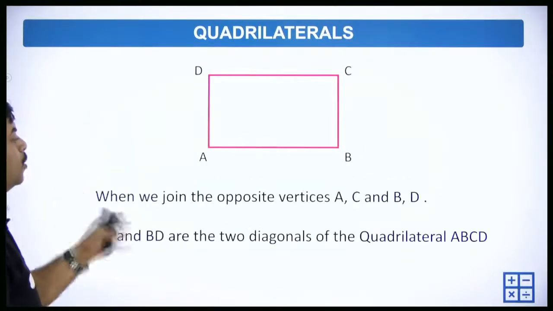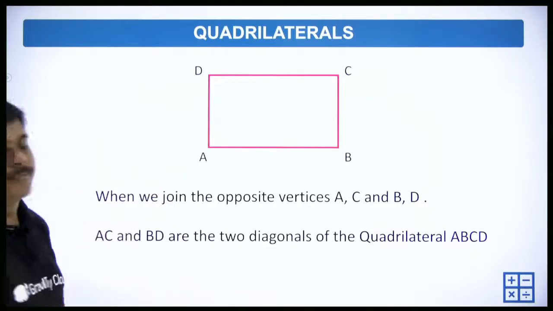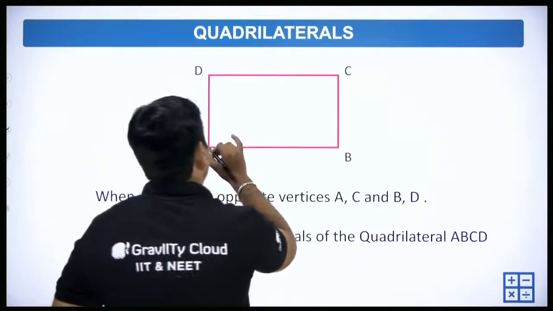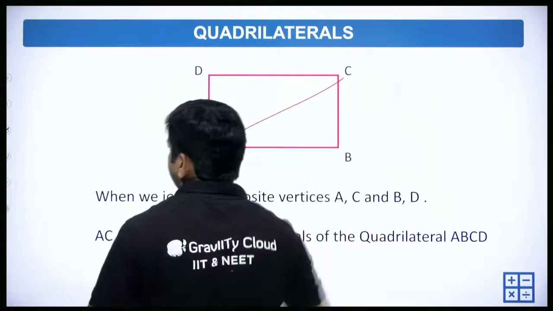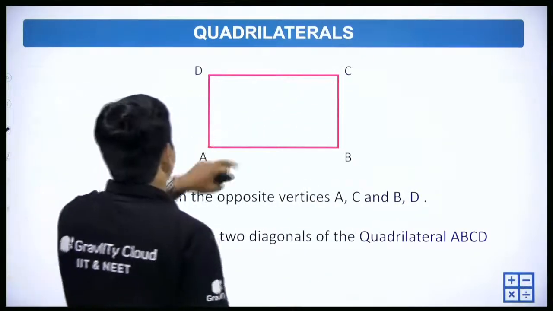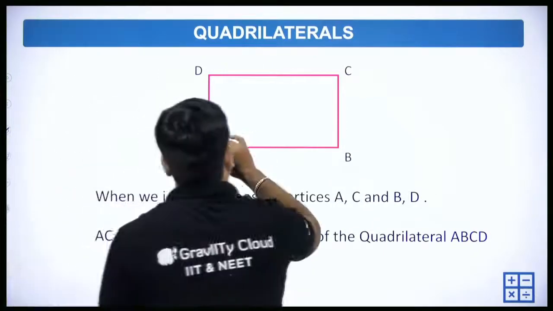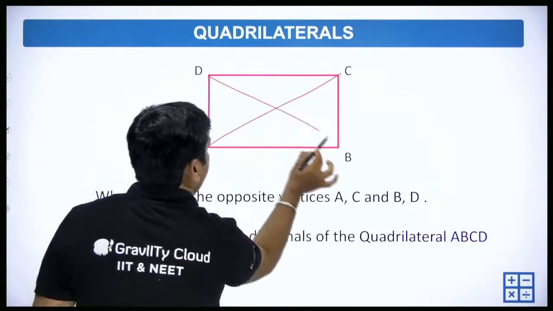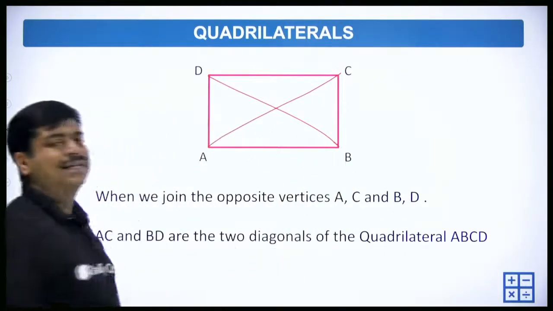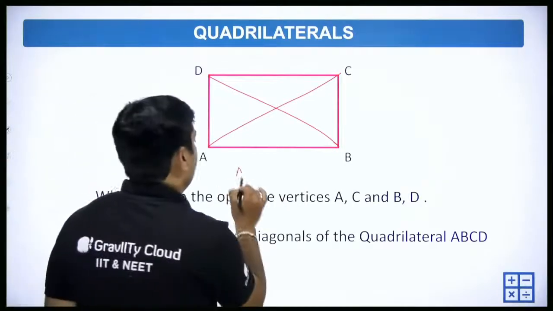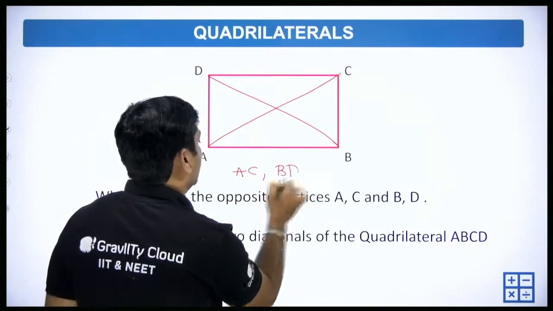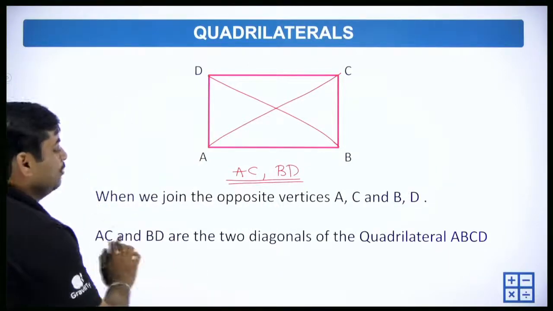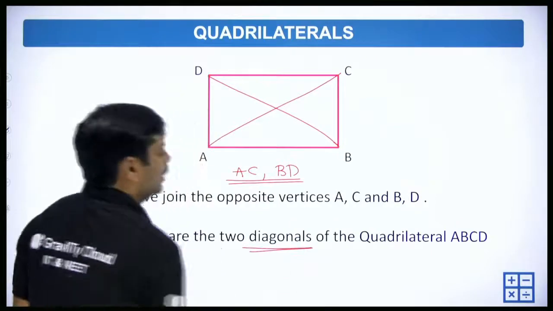Next, we join the opposite vertices, AC and BD. This is a quadrilateral. Now I want to join A and C, so we get one line segment here. Let me draw that once again properly. We are joining A and C, not A and B, as well as B and D. What are these called? The line segments AC and BD are called the diagonals of a quadrilateral. So AC and BD are the 2 diagonals of the quadrilateral ABCD.